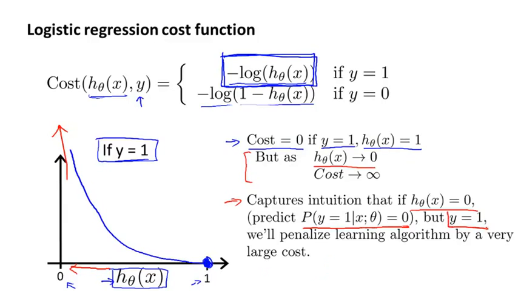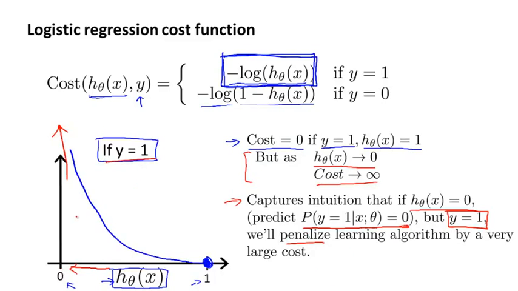But if it turns out that the patient's tumor actually is malignant, so if y is equal to 1, even after we told them that the probability of it happening is 0, so it's absolutely impossible for it to be malignant, if we told them this with that level of certainty and we turn out to be wrong, then we penalize the learning algorithm by a very, very large cost. And that's captured by having this cost go to infinity if y equals 1 and h of x approaches 0.